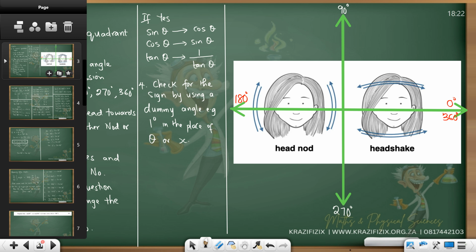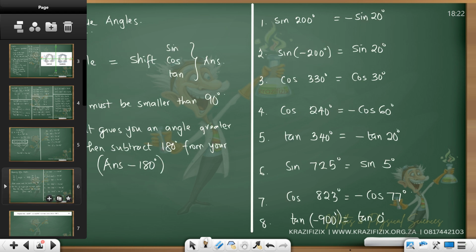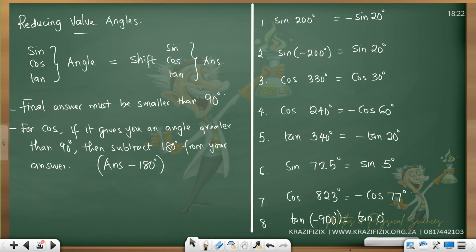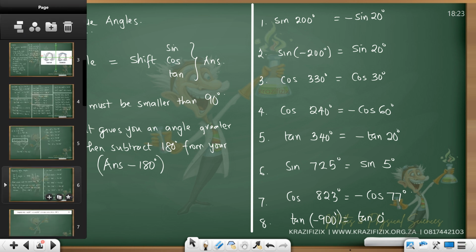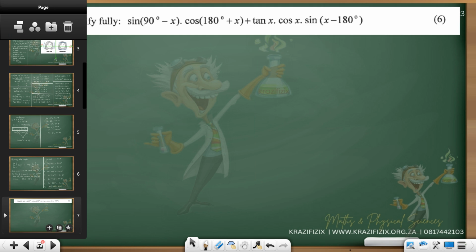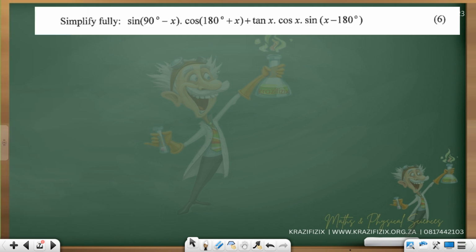And then for the angles, I told you how to use a calculator to work your way through. Shift angle, sine angle equals to shift sine answer. I need you to be very prudent and very smart. Look at this question. I'm going to do this one for you, and then you will do the second one. 6 marks. Simplify fully.